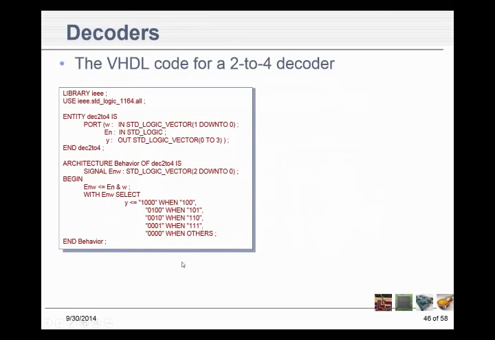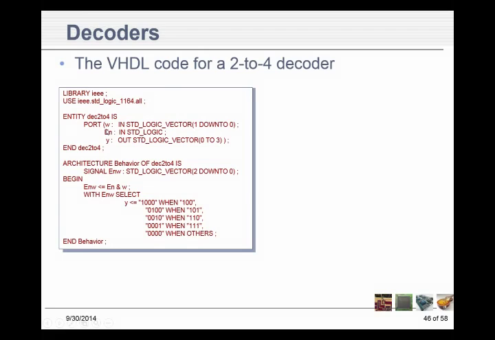Okay, here's a 2 to 4 decoder, and we have to be extremely careful on this one. This is the one I told you about earlier. We're going to have one in here where I've got something going down to 0 and the other going 0 to 2. So I've got my logic going both ways here.